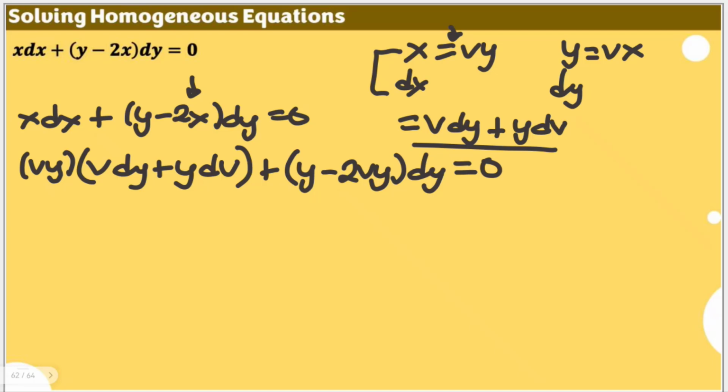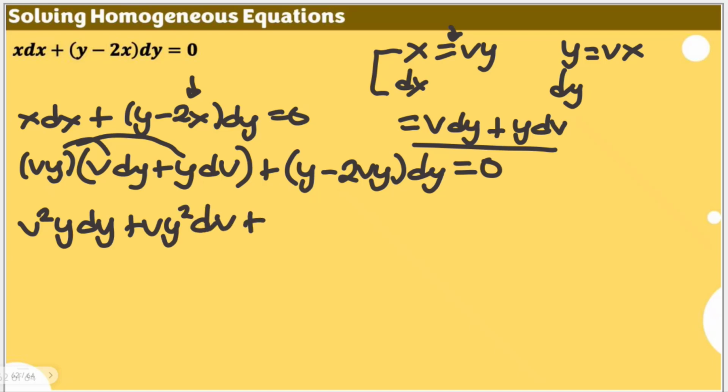The next thing here is to isolate the dy's and dv's instead of dx, so that we could work on separation of variables as intended for this process. Supposedly, we are not going to disturb this because it's already in terms of dy, but let me just distribute everything else so that we could easily look at the relationships of terms. This will be v squared y dy. As you multiply that here and here, you'll have v y squared dv. On the other side, you will have y dy and minus 2vy dy equal to 0.